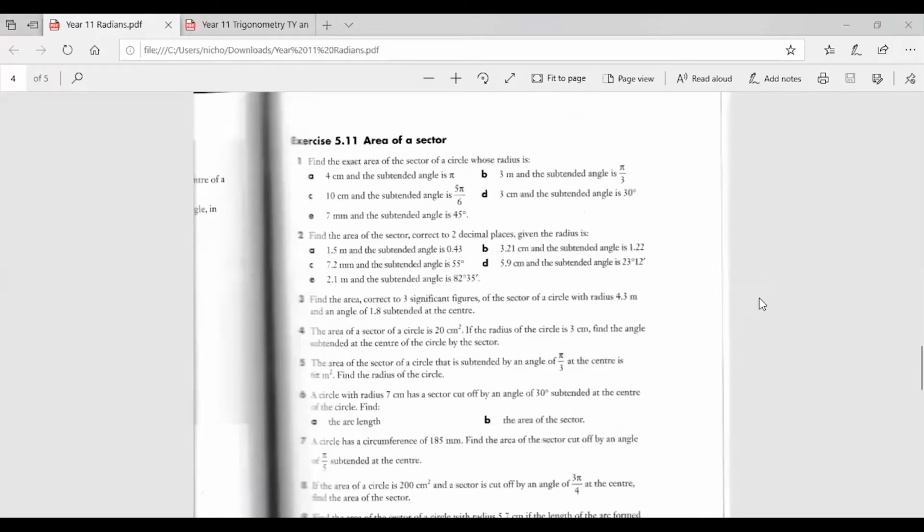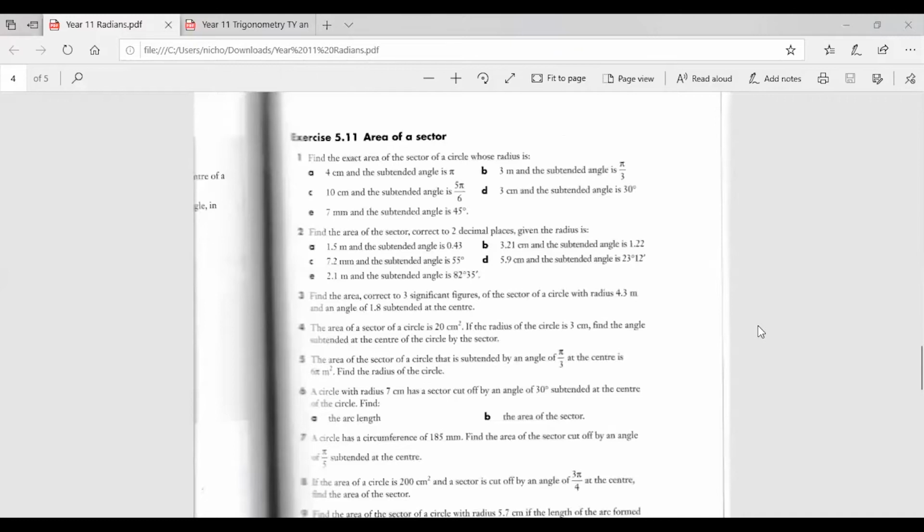Examples. Oh, wrong share. Let's go to our examples. So from here, can I get you to do question 1C and E, and let me just get rid of that. So the radius is 10 centimeters and the subtended angle is 5 pi on 6, and 7 millimeters and the subtended angle is 45 degrees. All right.